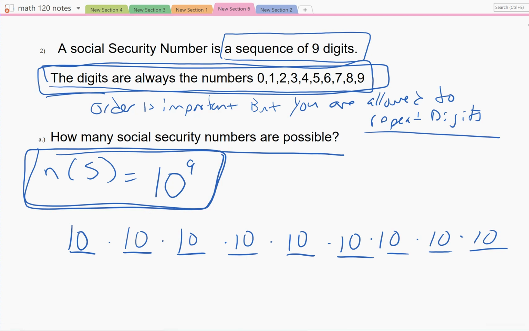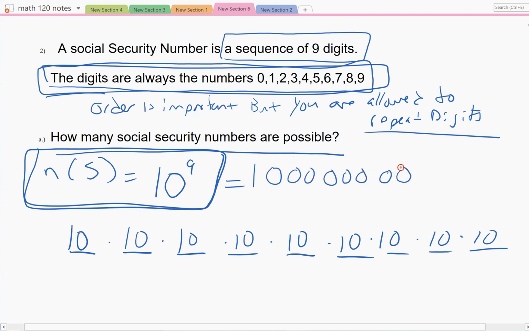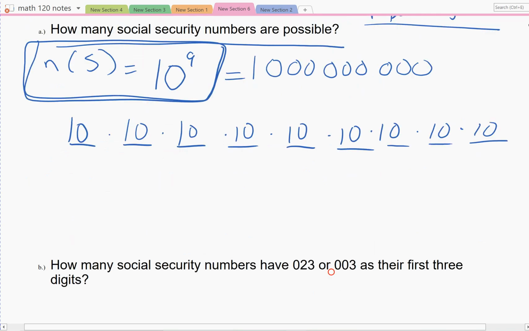I am going to multiply it out. 10 to the 9th is a number with a 1 and 9 zeros after it. That's what it is. 1, and I make sure I got all my zeros. Alright, so there are 1 billion. Once we reach a population of 1 billion, which we've got quite a ways to go for, we'd run out of possible Social Security numbers. So there are 1 billion Social Security numbers possible if we are allowed any digit, and we can repeat any digit. Alright, so that's the universal set.